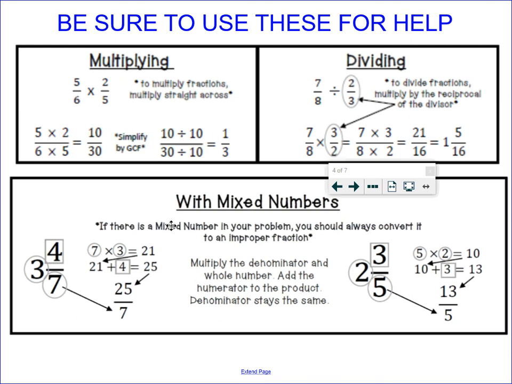And then with mixed numbers, if there's a mixed number in your problem, you should always convert it to an improper fraction. And as you can see here, you are going to multiply these two, which gives you 21. Then you're going to add the top. So use this as kind of a cheat sheet to help you if you are struggling with any of these concepts.